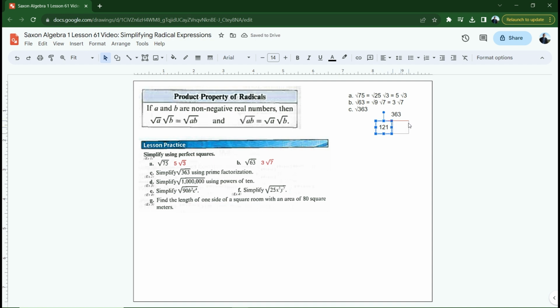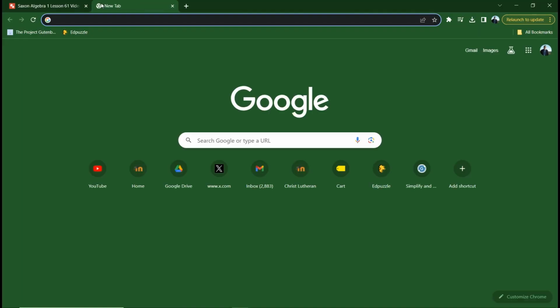Here, let me just move this over here. Yes, 3 times 121 is 363. That's pretty obvious by just inspecting the number. All right, 121, is that divisible by anything? I'm going to get a calculator out just to figure this out.